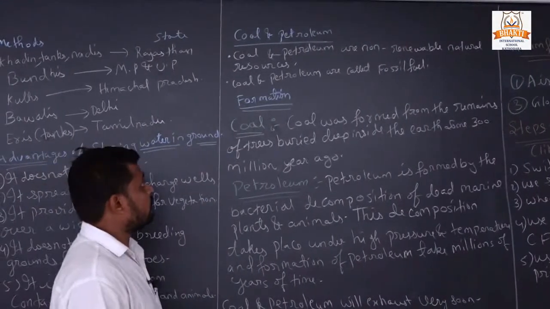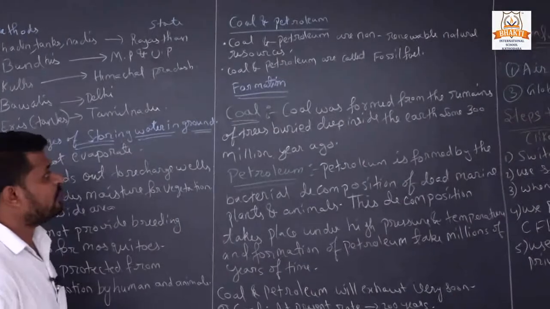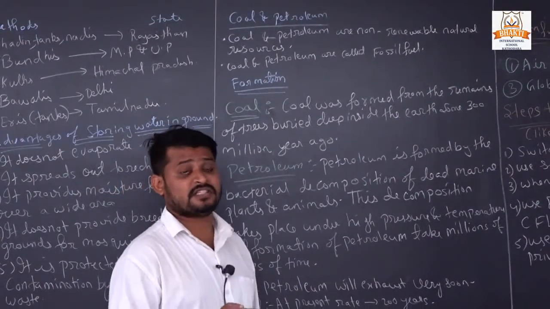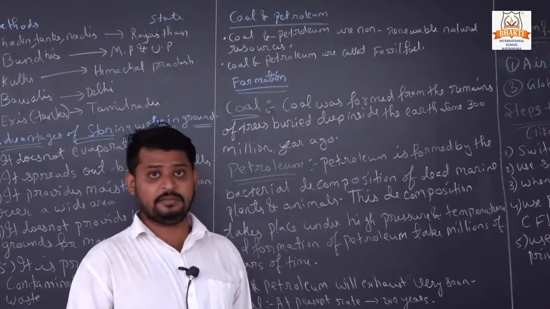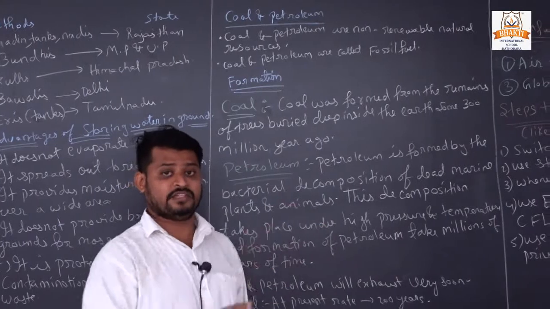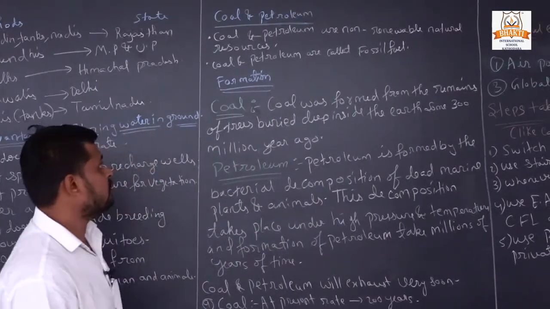Now what is coal and what is petroleum? Coal and petroleum are non-renewable natural resources, meaning the resources which are not in unlimited supply, that are limited and in future will be finished. That is called a non-renewable natural resource.